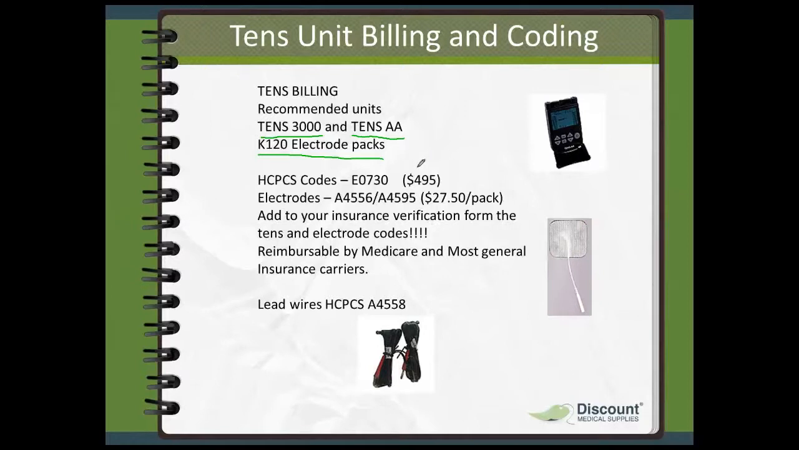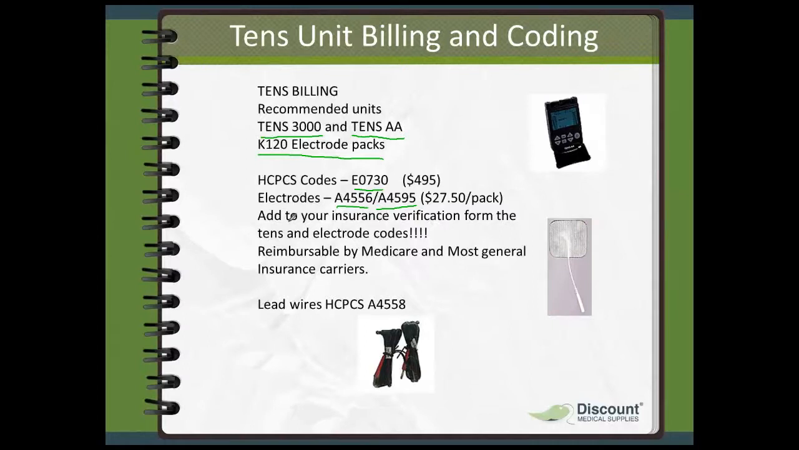So the code that we're going to be using is the HCPCS code E0730 for TENS. And a lot of people say, well, how much should I bill? I would say the national average is about $495 for that TENS unit. As far as electrodes, there's 2 codes that you're going to use. For electrodes, we have the A4556 and the A4595. The A4556 is typically used for general carriers, and the A4595 is typically used for Medicare. And it ranges. A lot of practitioners will charge anywhere from $10 to $28 per package. It really depends on your area and the service behind it.